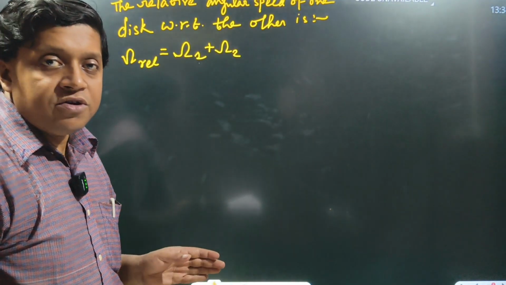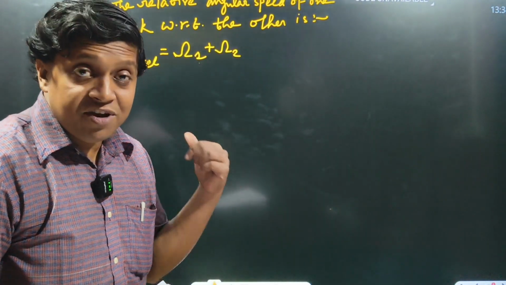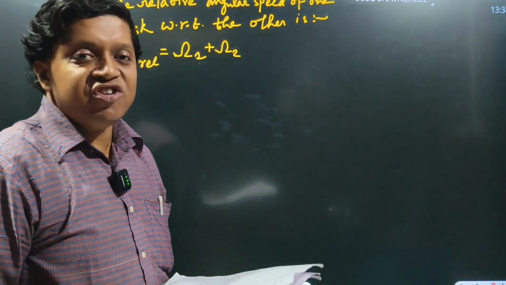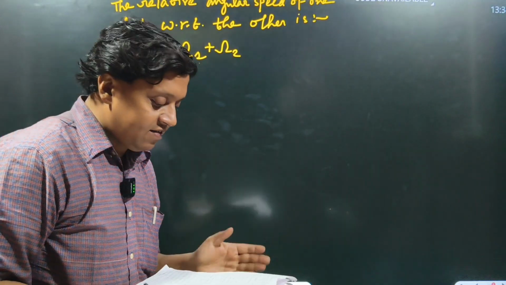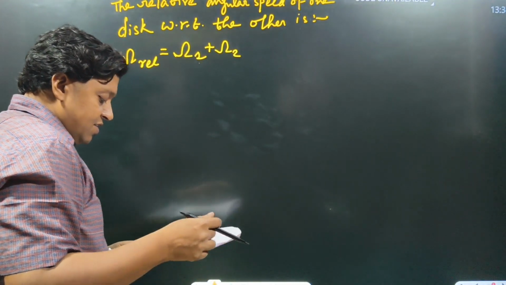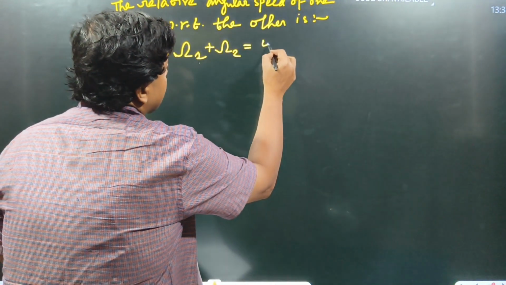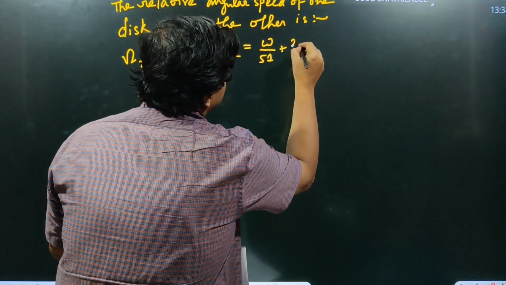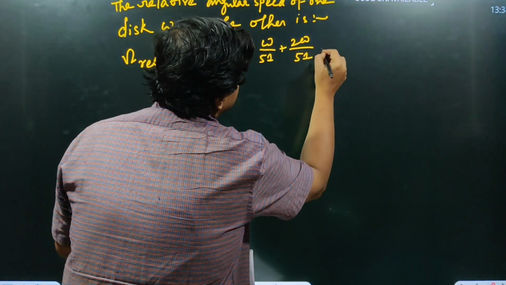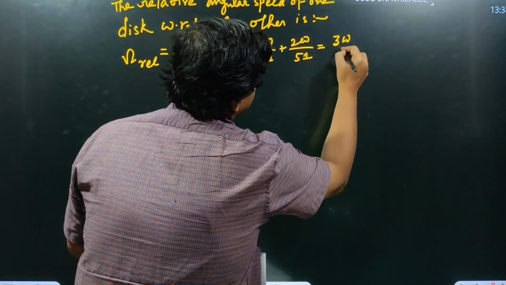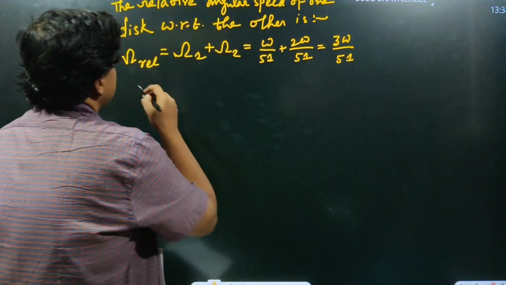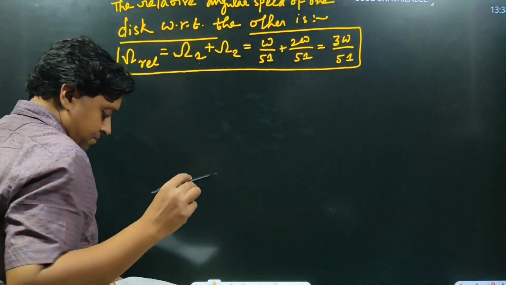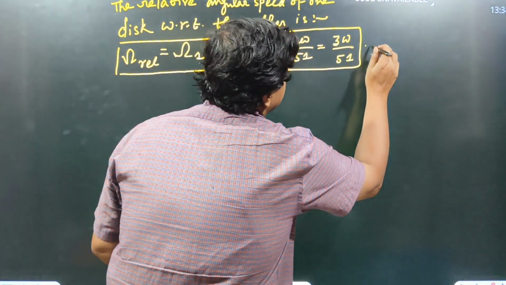We must not have forgotten equation number 5 and 6 of the last page. So putting the values of omega 1 and omega 2 from equation number 5 and equation number 6, we easily get, this is equation number 7.